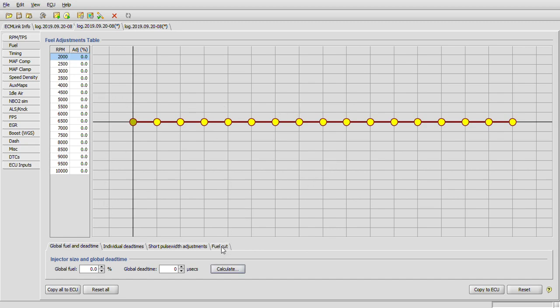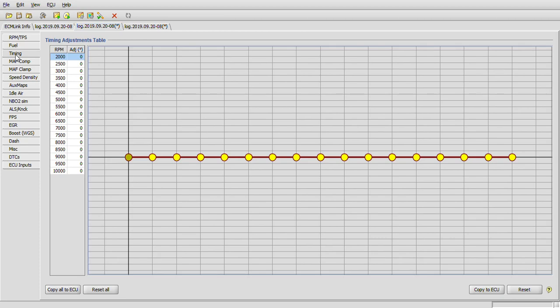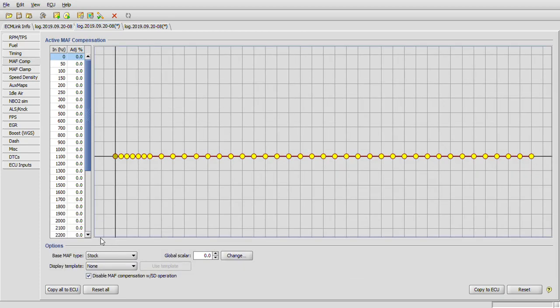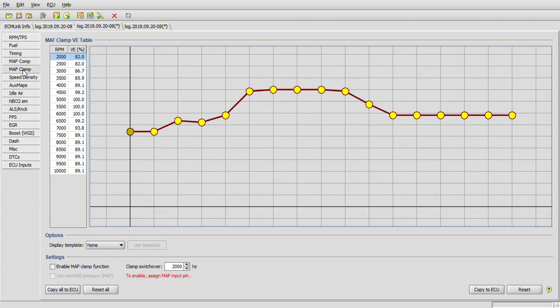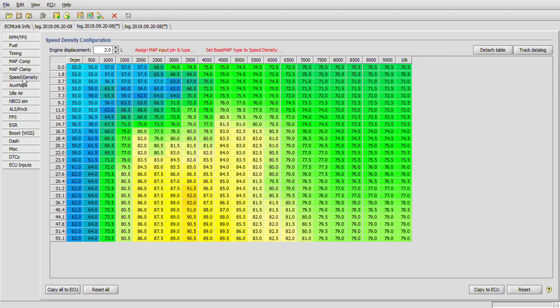I am seeing fuel cut down here as one of the functions of ECMLink, which is helpful. But it does tell me we've got some updated software and firmware in here. Timing is zero, math comp is zeroed, even though we're using a stock mass airflow sensor. Math clamp, that's not even being used.